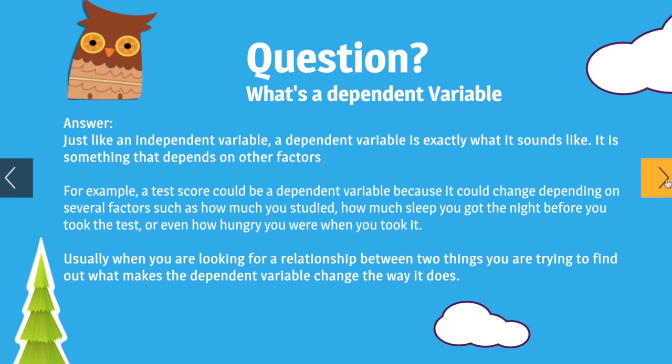Usually, when you're looking for a relationship between two things, you're trying to find out what makes the dependent variable change the way it does.